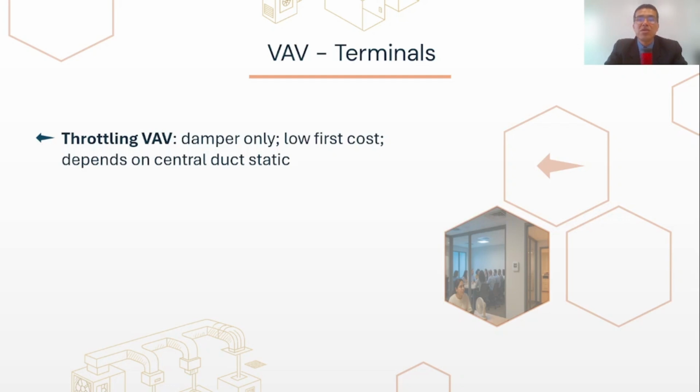They are common and rely on static pressure. There is the upstream pressure maintained by the air handling unit. So these throttling boxes rely on this static pressure to drive airflow through the terminal as the damper position changes.